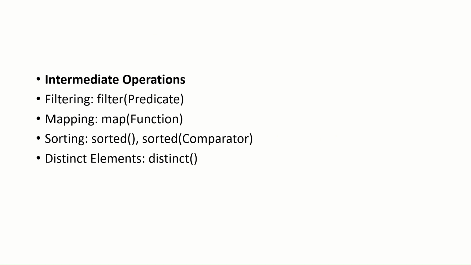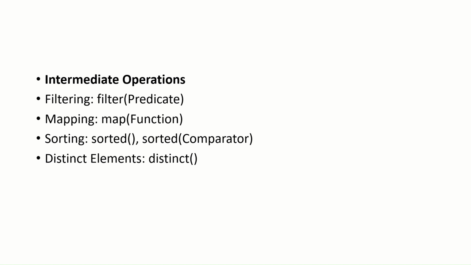For filtering, you call the filter method, and inside the filter method you have to provide the predicate. Similarly, for mapping, you can call map, and you have to provide the function inside the map. For sorting, you call the sorted method, or you can call a different version of the sorted method where you provide the comparator. For distinct, you can directly call the distinct method on the stream. So these are the intermediate operations.